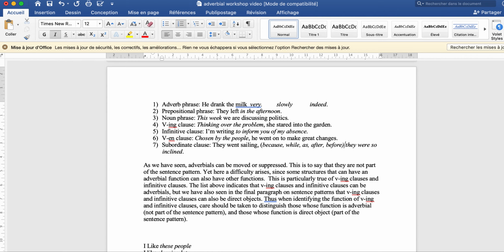Notice this is a little bit difficult because in French you're always going to have the presence of the subordinating conjunction que. So you're going to say parce que, tandis que, or pendant que. That would be while. Tandis que, pendant que. As would be sort of like comme. So it's a little bit clearer. So after would be après que.